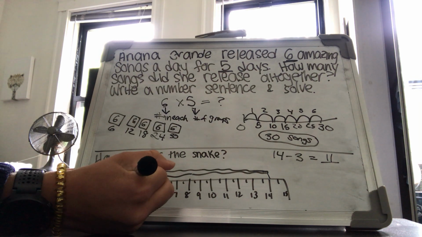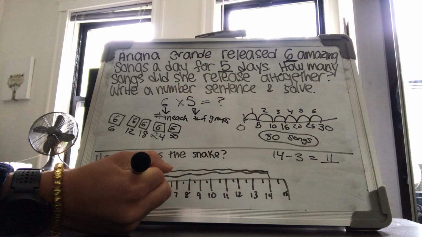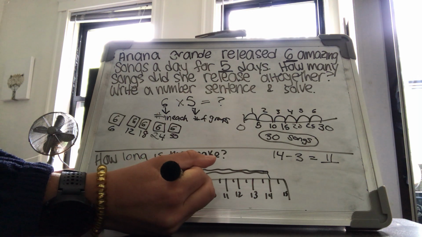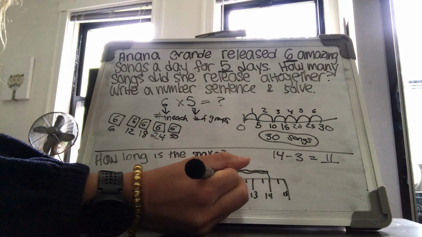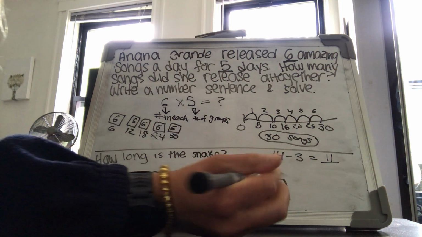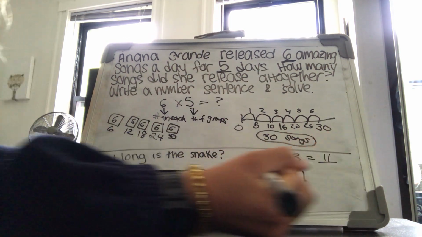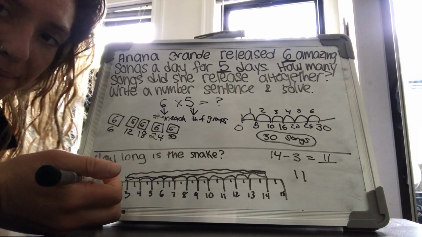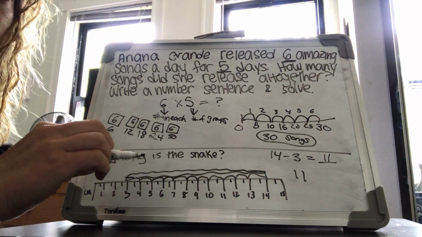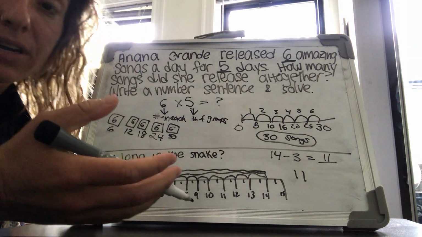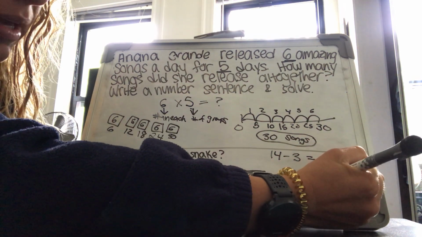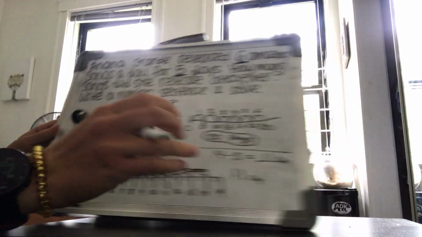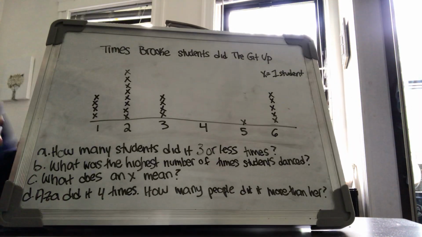I'll do 1 hop per centimeter, starting at the very beginning of my snake. 1, 2, 3, 4, 5, 6, 7, 8, 9, 10, 11. 11 hops. Now, my answer is 11. But is that correct? No, because I didn't include the unit. An 11 centimeter snake is way less than an 11 foot or 11 inch snake. So I'm going to make sure that I include my units. 11 centimeters. Cool? Cool. All right.